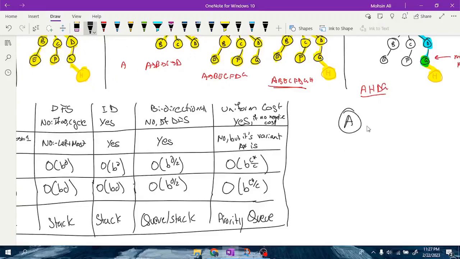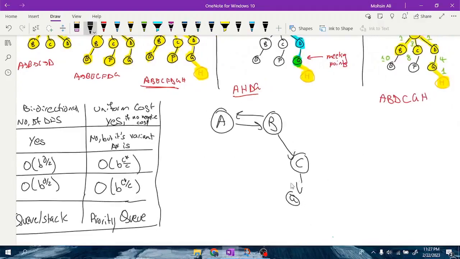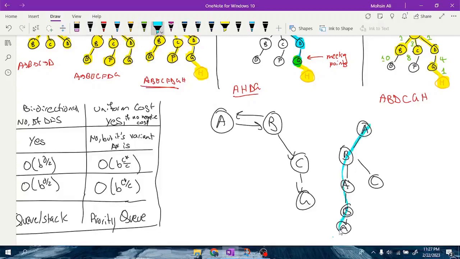For example, let's say A, B, and then it's a loop over here, and then you have C over here, and then you have G over here. So you have this graph, and let's say you want to make a search tree for this. You would start with A, then go to B, and then go to A or C, and then go to B again or A again. And if you go down this rabbit hole, you would find yourself stuck in an infinite loop. So DFS is not always optimal.